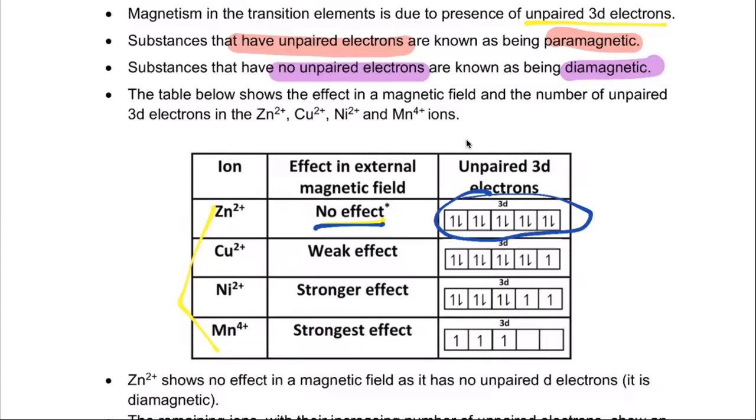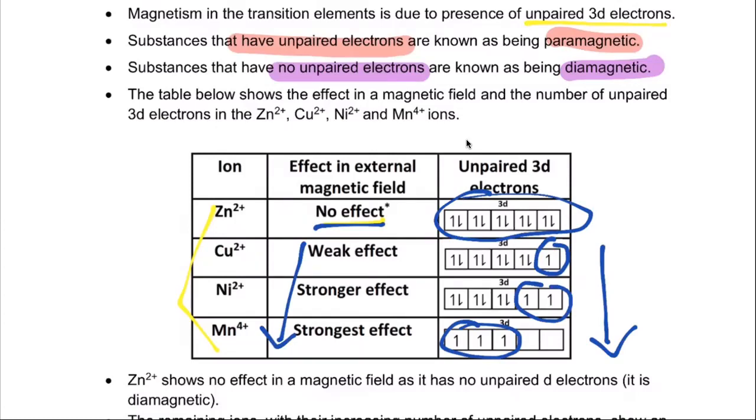And then for the other ones, as you go, if you notice, this one's got 1, this one's got 2, and this one's got 3. So as you go down, the number of unpaired electrons is increasing from copper to nickel to manganese. And if you notice, the effect of the magnetic field is going from weaker to stronger. And so the number of unpaired 3d electrons affects how much the magnetic field can affect that ion.